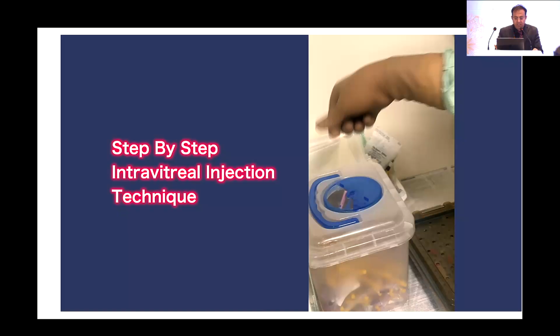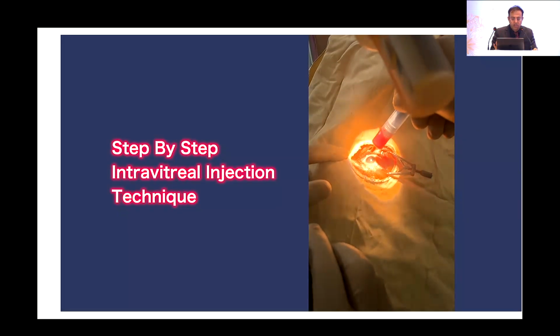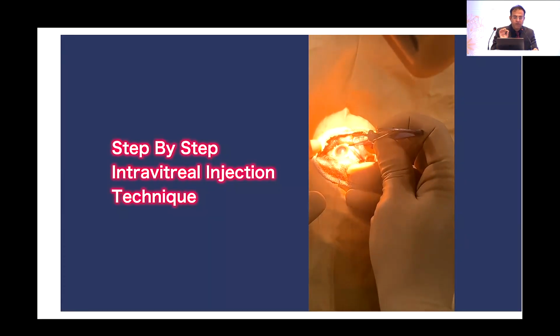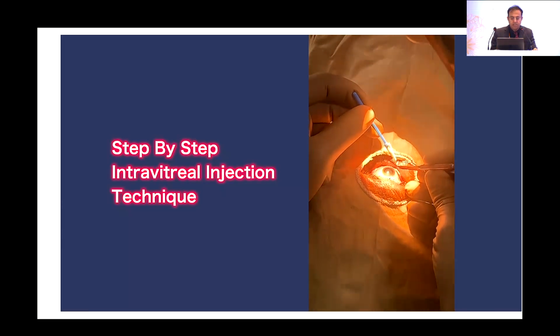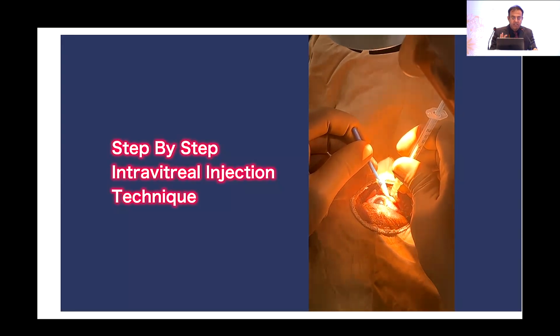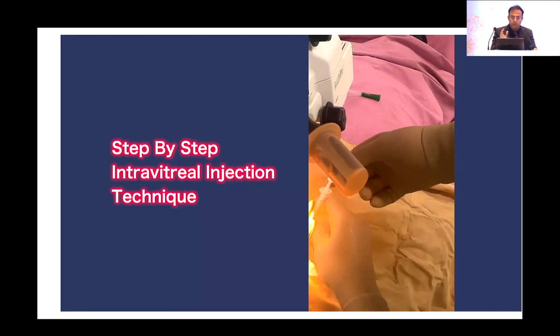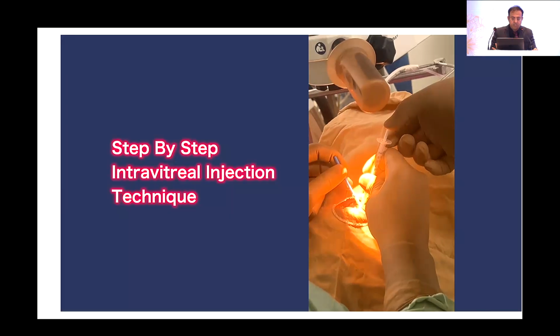You remove the air, then use a 30 gauge needle. This is from the outside. You have to very well understand that it is 3.5 mm from the limbus that you have to go. If the patient is phakic, then again you have to be more careful. If the patient is pseudophakic or aphakic, then at 3.5 mm you are not going to harm the lens. This is how the thing is done.